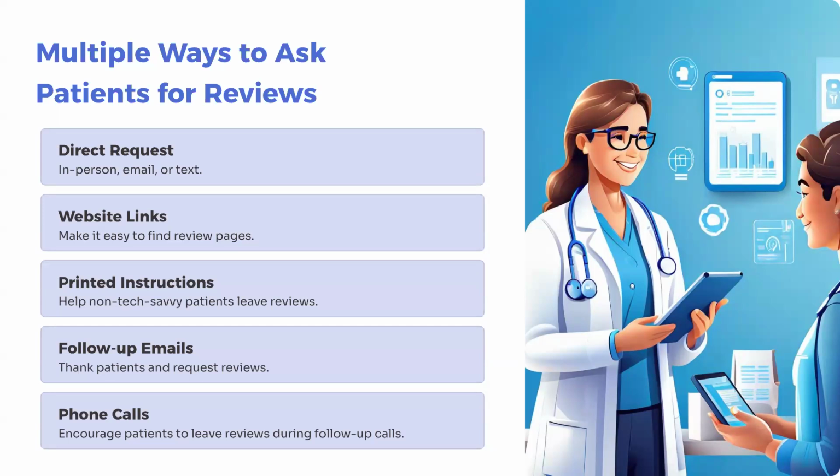First is direct requests. Ask for patients in person after appointments through email communication or even through a quick text message. Use website links. Prominently display clear and easy to find links on your Google Business profile page to your practice website. You can also use printed instructions with a QR code. Some patients might be unfamiliar with the online review process, so offering clear and concise printed instructions with a QR code can be a very easy option for patients that aren't as tech savvy.